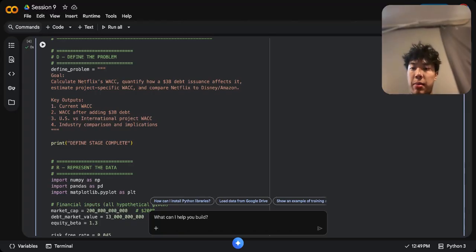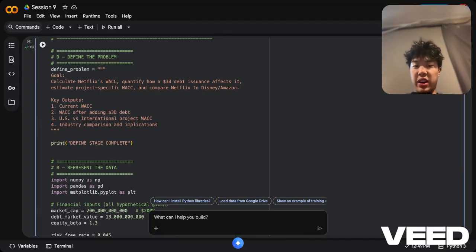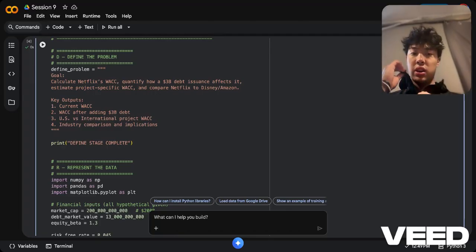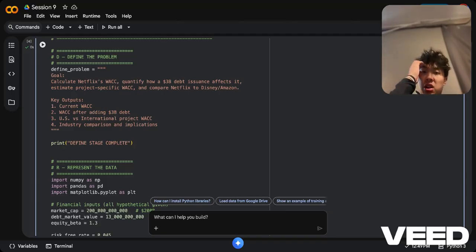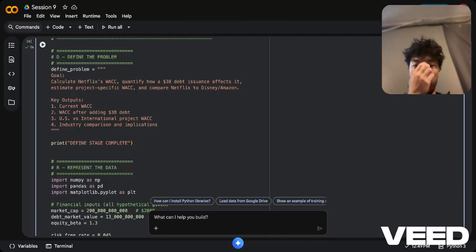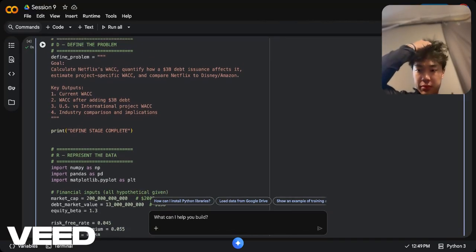I framed the core problem. Netflix is considering a big content investment and needs to know the expected return, and whether it clears the WACC. That includes figuring out the current cost of capital, what happens if they raise an additional $3 billion in debt, and whether the discount rate should change depending on if the project is domestic or international. And because capital structure is always relative, a key part of the problem is stacking Netflix against peers like Disney and Amazon.